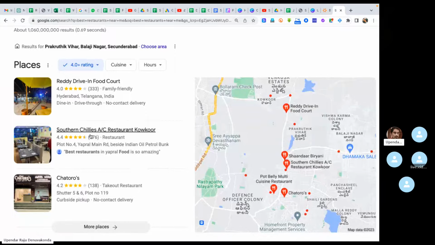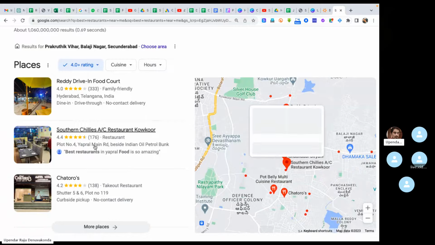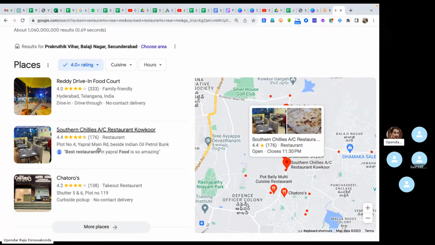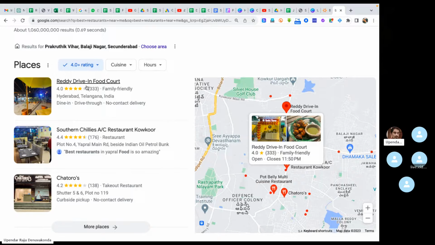So you would find different Google pages here for different restaurants. You can see 333 reviews, 176 reviews, and 138 reviews, and you see, oh, this is having a good number of reviews, and this is having 4 stars.